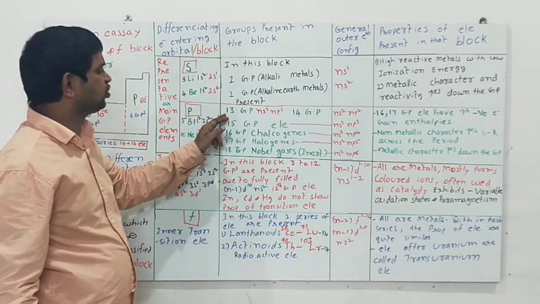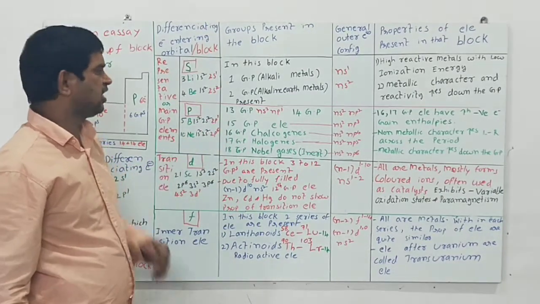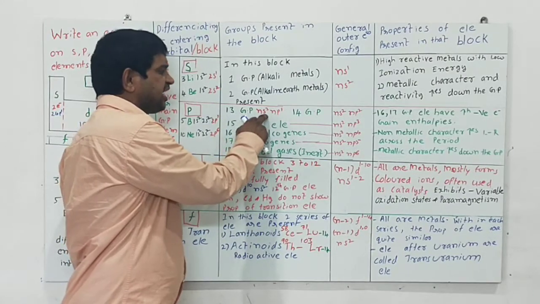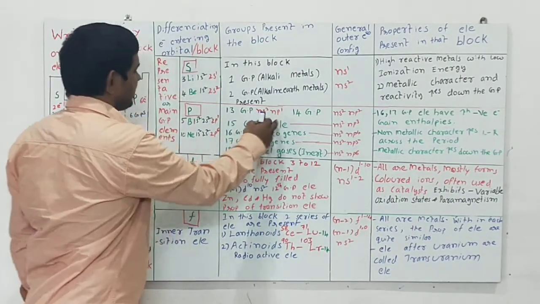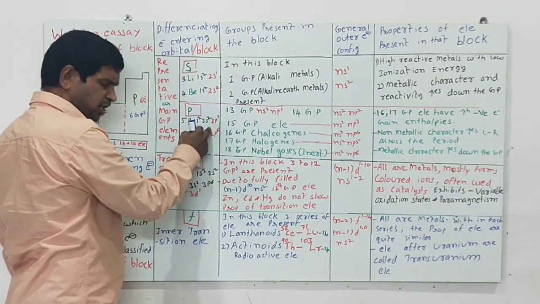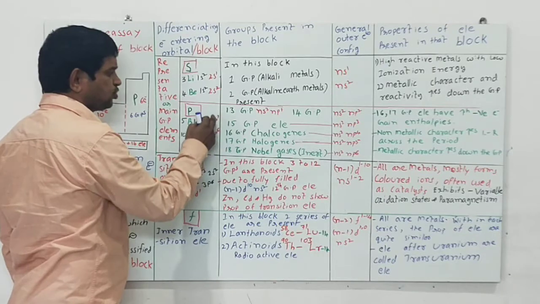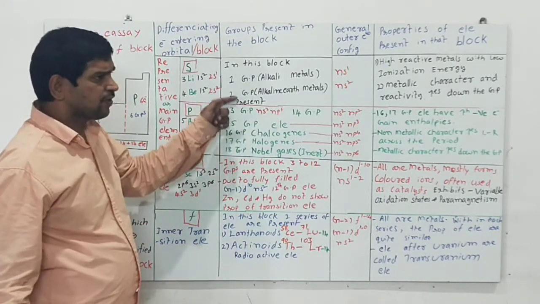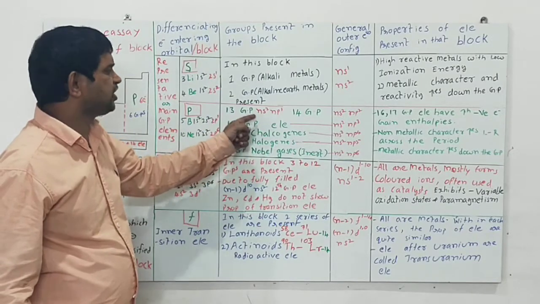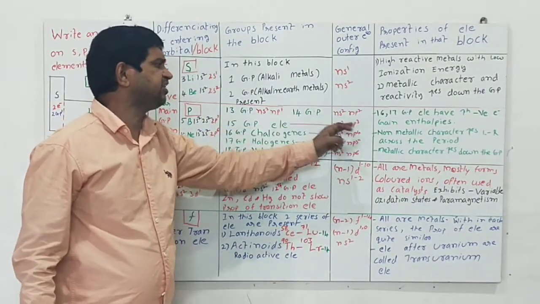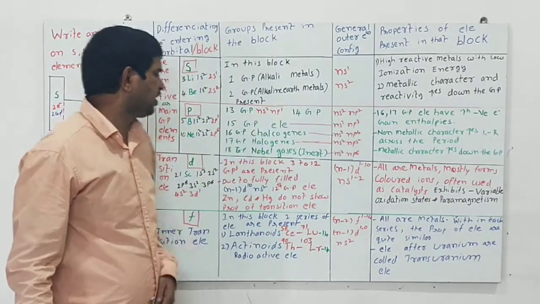Now P block elements. In this we have 13th to 18th group of elements. See here, 13th group, the general electronic configuration is ns2 np1. Example, boron, it has 1s2, 2s2, 2p1. Here it is 2p1, it is np1. Next, from 13th to 18th group, ns2 is common. For 14th, it is np2. For 15th, it is np3 and so on.